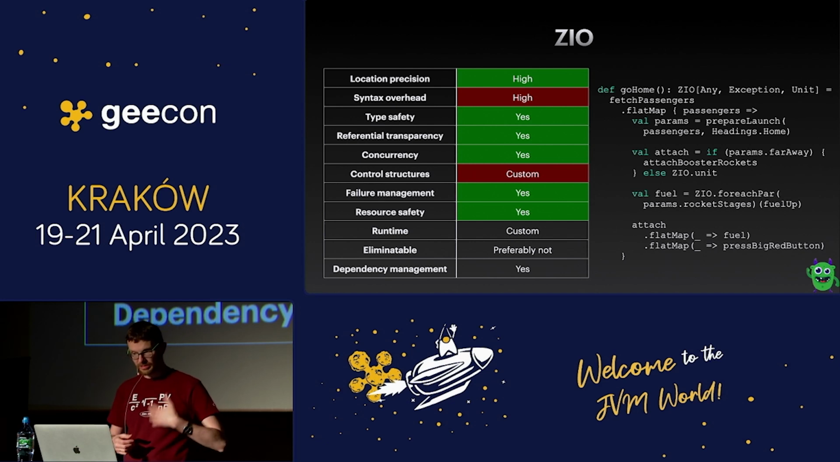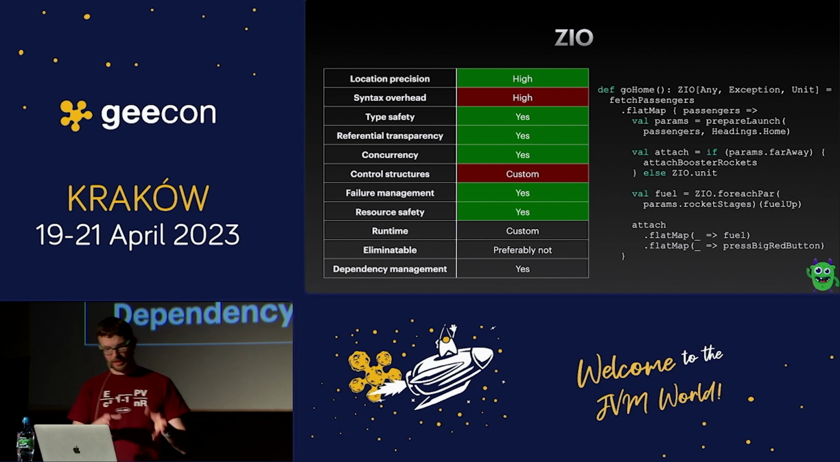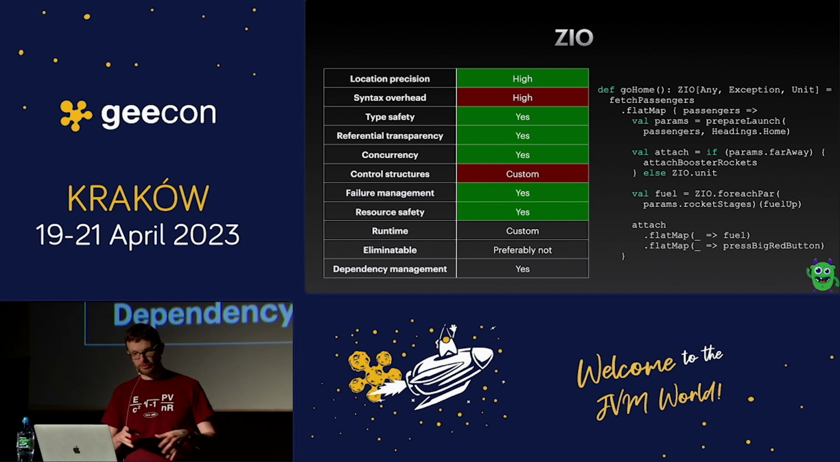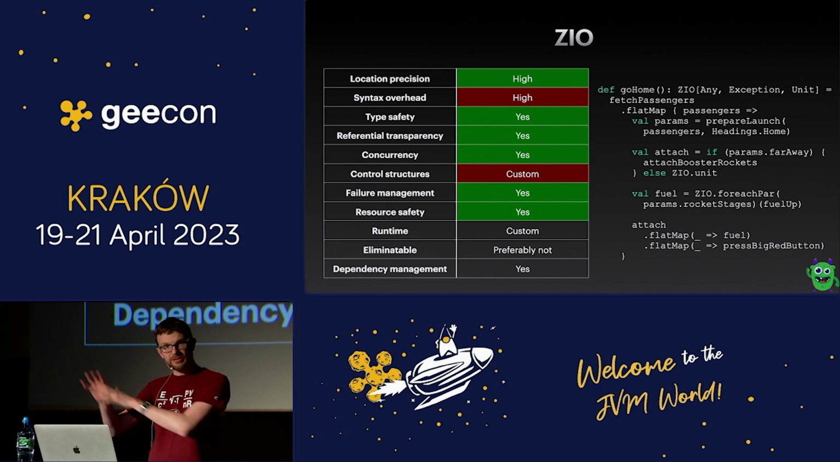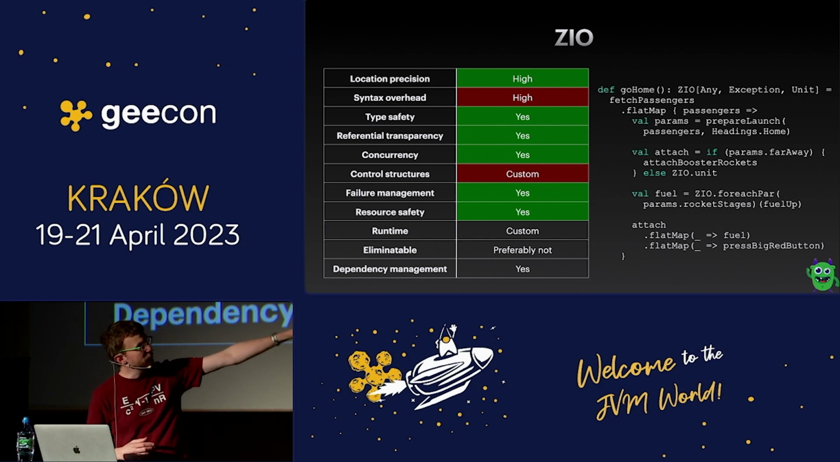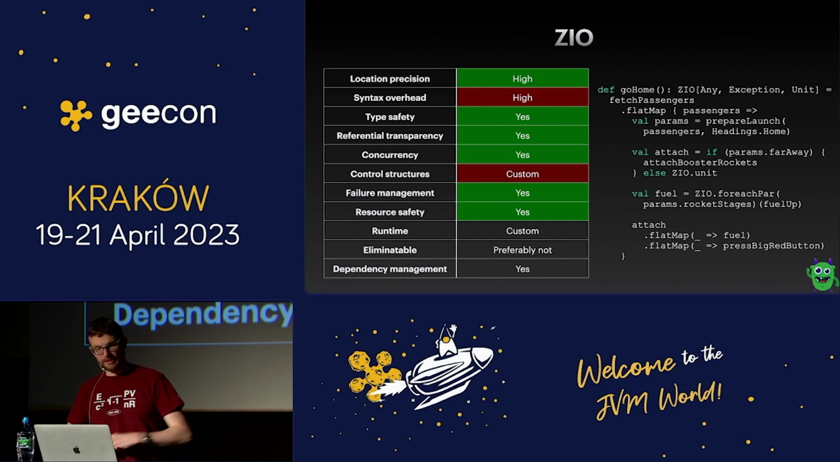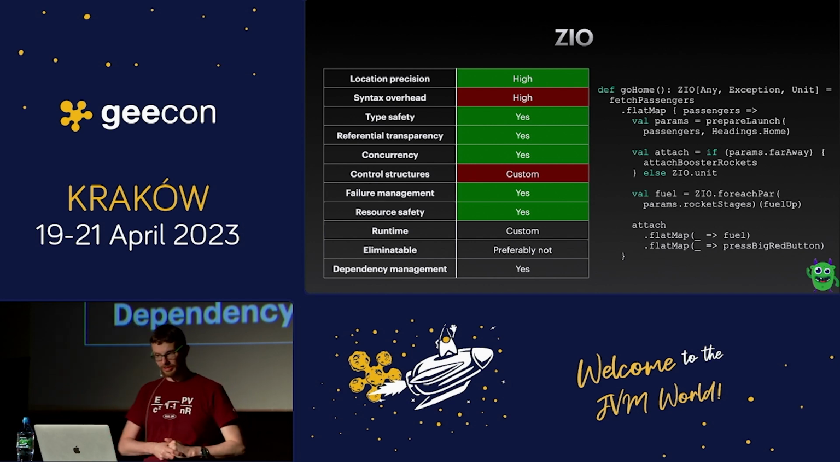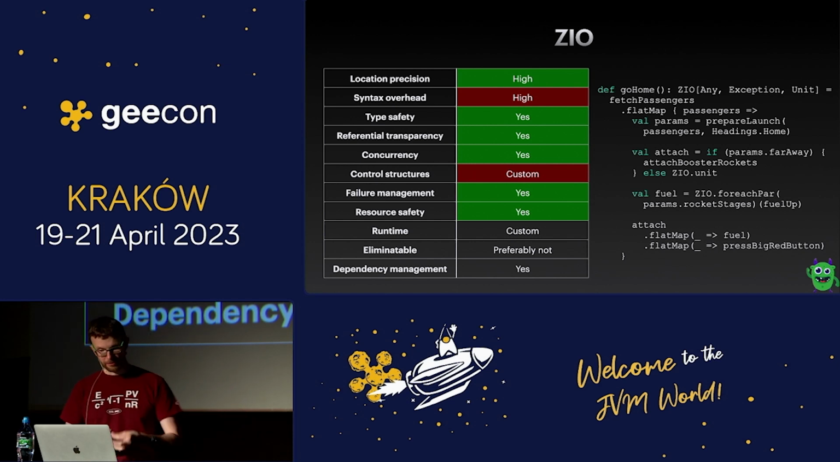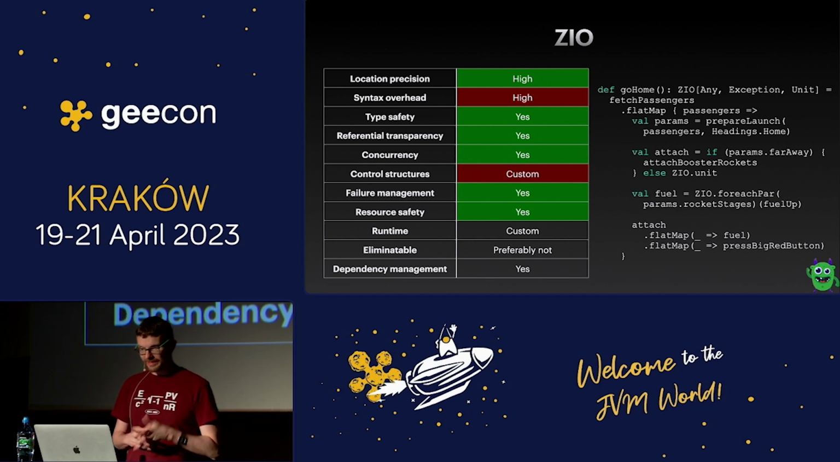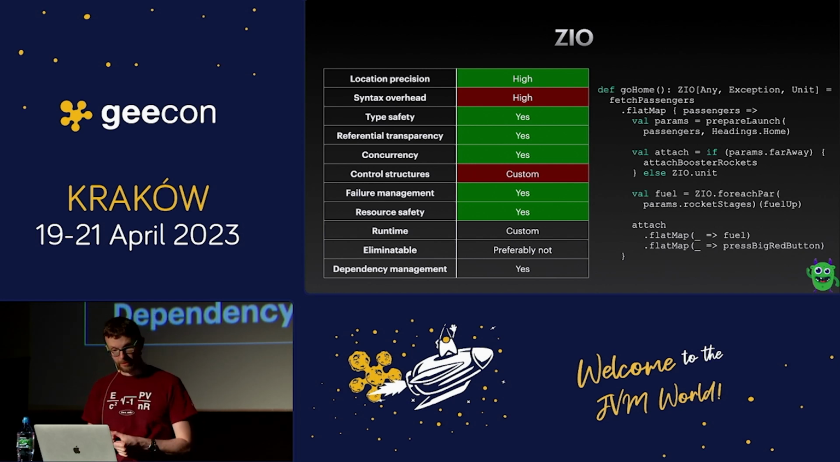We fetch the passengers. We define some helper computation descriptions to attach the booster rockets and to fuel them up. And then at the bottom, we actually define the big description that will first attach the rockets, then fuel them up, and then actually do the launch. And the characteristics here are quite similar in the beginning, at least to what we've seen before. So the location precision is high. Anything that returns a ZIO is effectful, right?